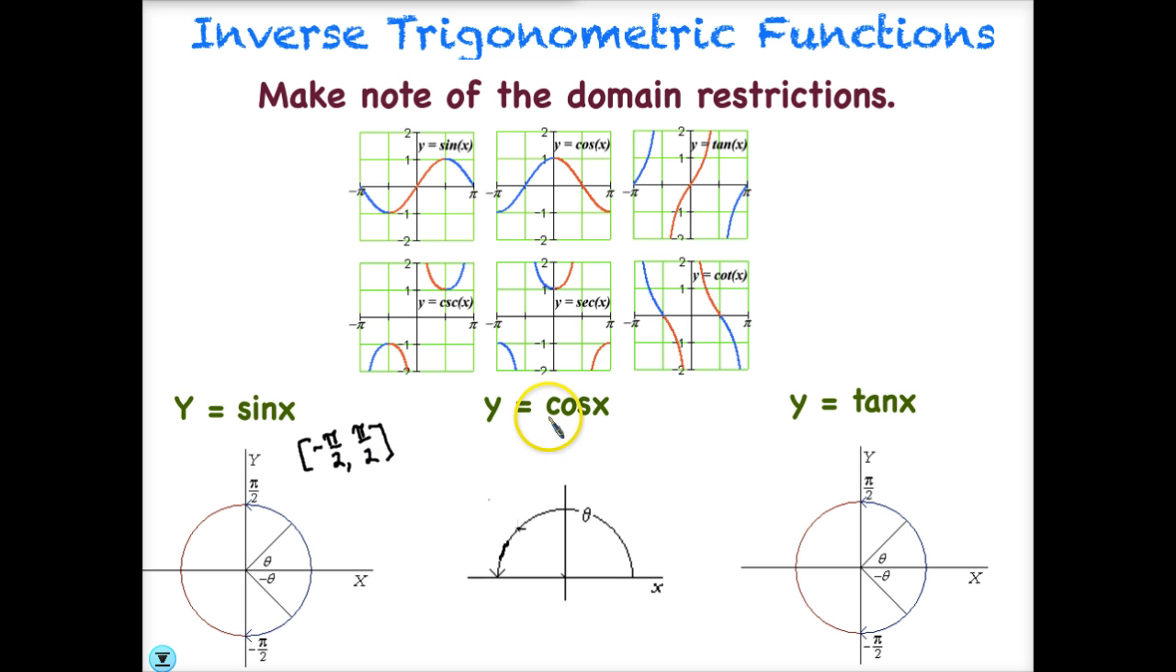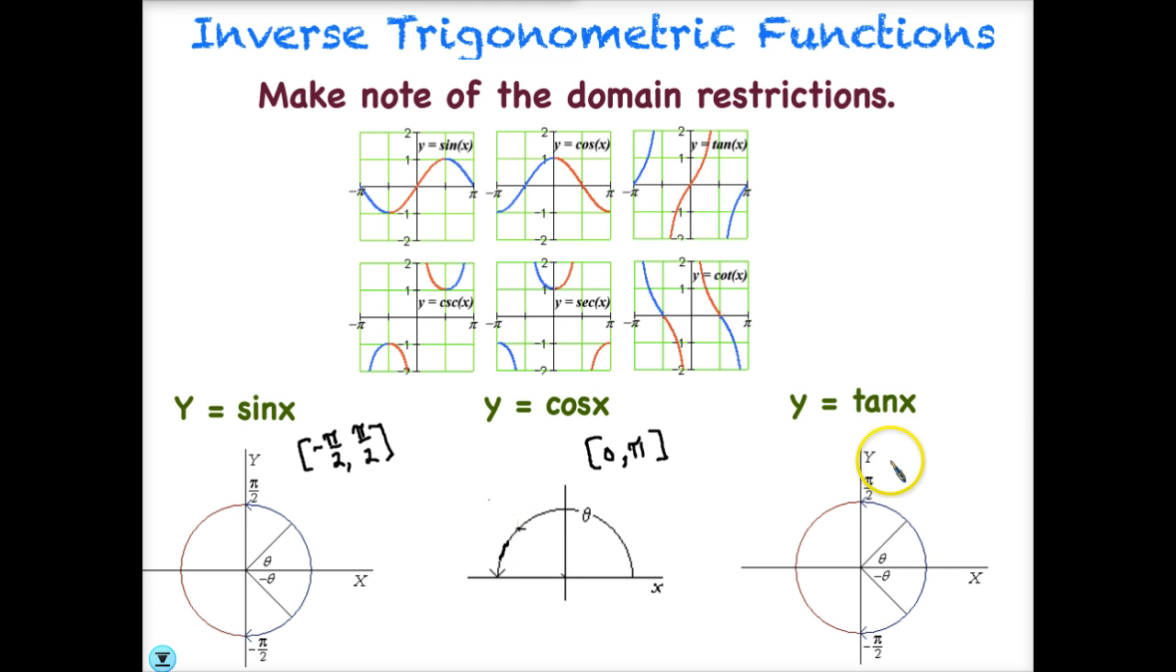How about our cosine? If we look at our cosine in red, we start at 0 and we go to pi. And here's a graphical representation. So our cosine goes from 0 to pi. In this case, quadrant 1 has our positive cosine values and quadrant 2 has our negative cosine values.